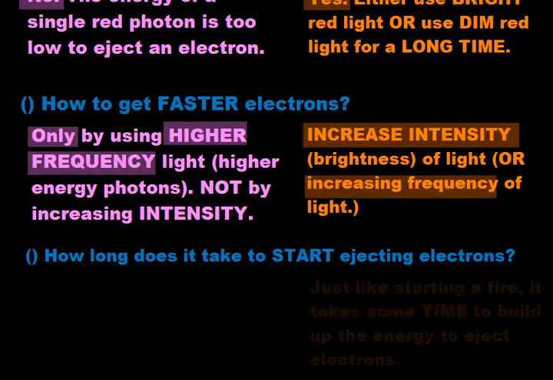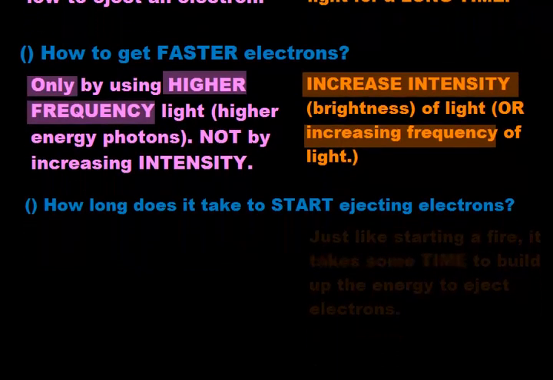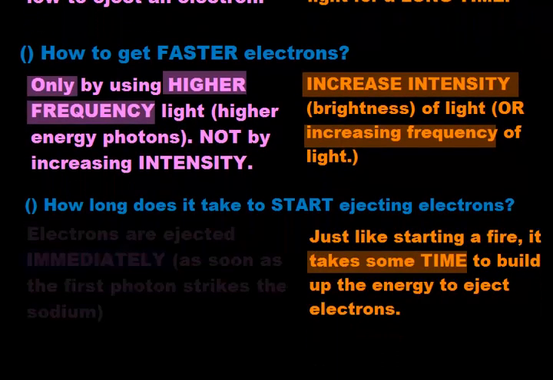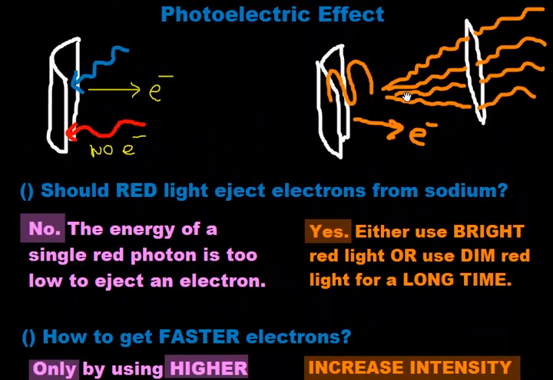And finally, how long does it take to start ejecting electrons? Well, classical theory predicts that if we're using waves, just like trying to start a fire, it takes some time to build up the energy to eject electrons. You would shine your light on the surface, and after a few moments at least, it would build up the energy and then finally eject the electrons.